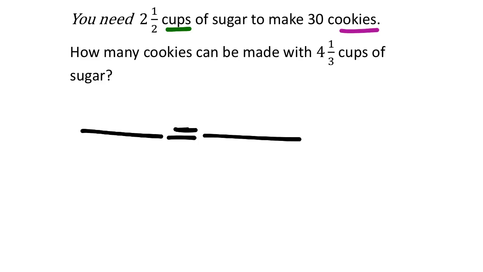Now, it doesn't matter where you put them in the fraction as long as you keep them there with the other fractions that you're comparing, okay? So, cups and cookies, again, it doesn't matter which one you choose. I'm just going to put cups in the numerator. I don't really know if this is going to be easy or not, I'm just going to put it there. Since I have cups in the one numerator, that means I need cups in the numerator of the other fraction.